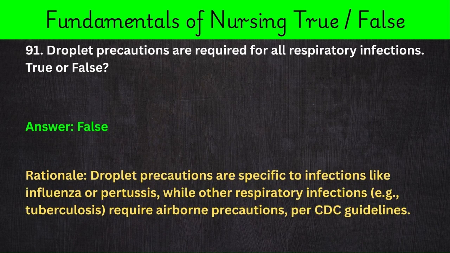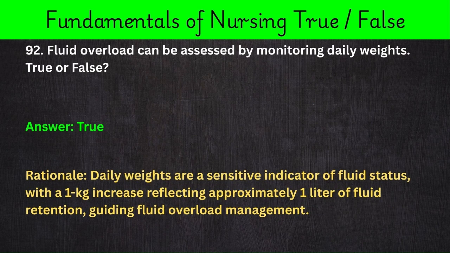91. Droplet precautions are required for all respiratory infections. True or false? Answer: false. Rationale: droplet precautions are specific to infections like influenza or pertussis, while other respiratory infections, e.g., tuberculosis, require airborne precautions per CDC guidelines.